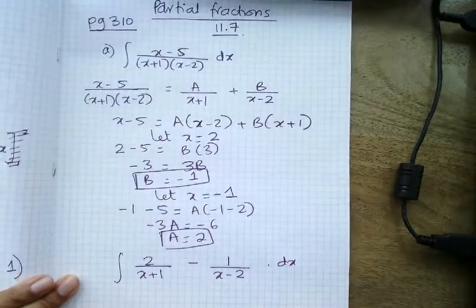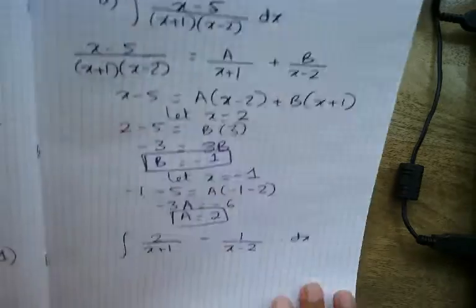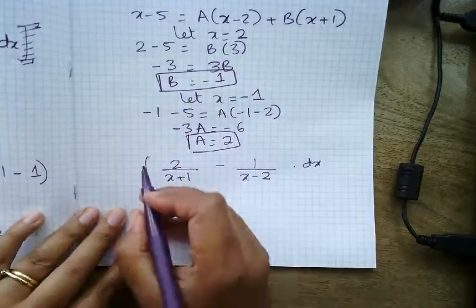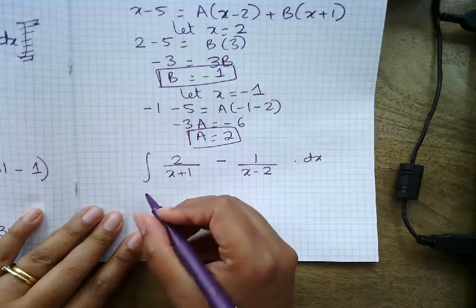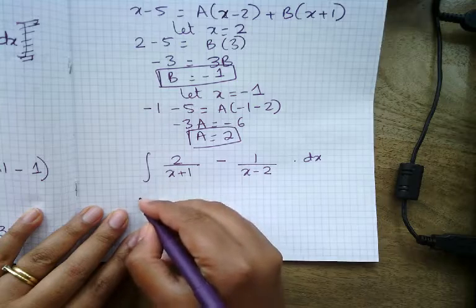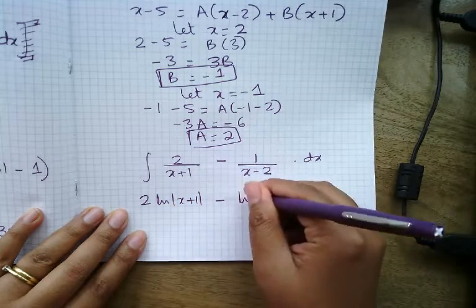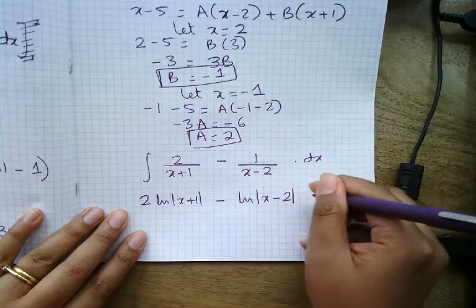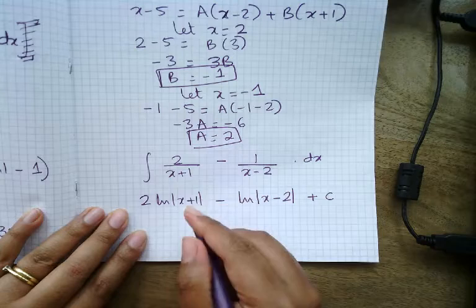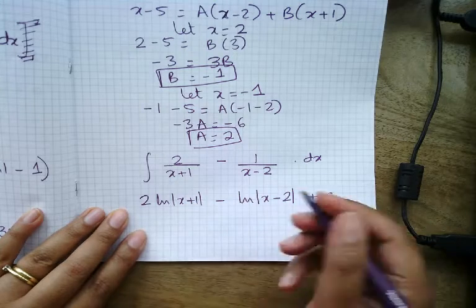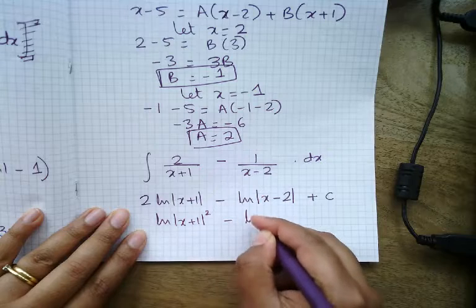So basically what I've done is I've split this question up into partial fractions, and now you all know how to integrate this. So you are going to integrate this using ln, and you will get 2 ln|x + 1| minus ln|x - 2| plus c. And you can leave it like that, or depending on what the question has asked you to do, you can simplify it.